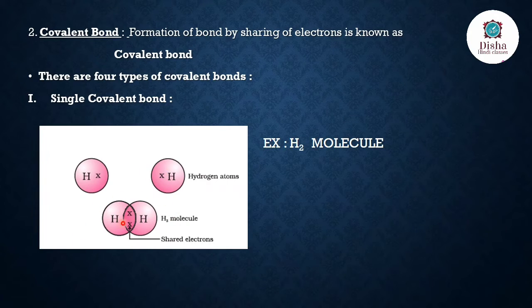Now look at the figure. We have two hydrogen atoms and we know that atomic number of hydrogen is 1. So, one electron from each hydrogen takes part in the bond formation. So, in this way, the single covalent bond is formed. Okay. Now, we will go to second one.